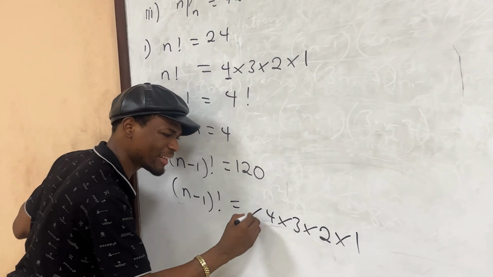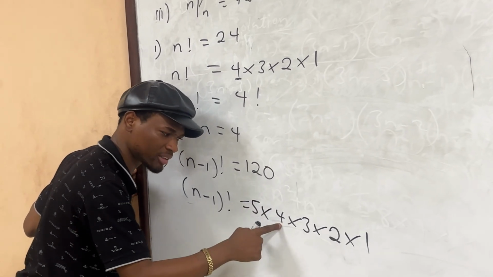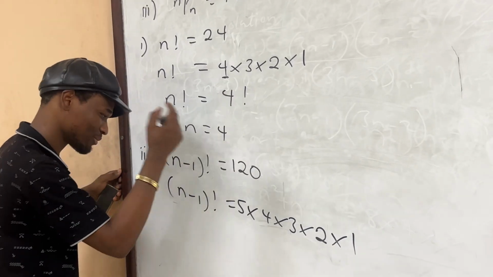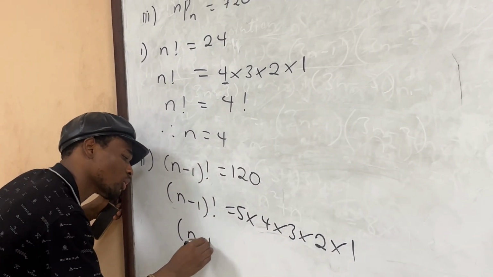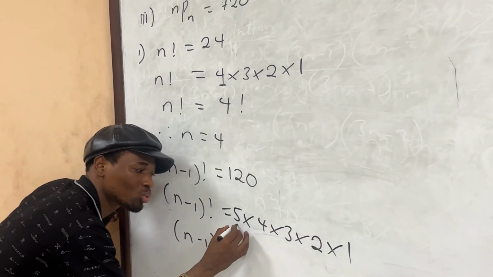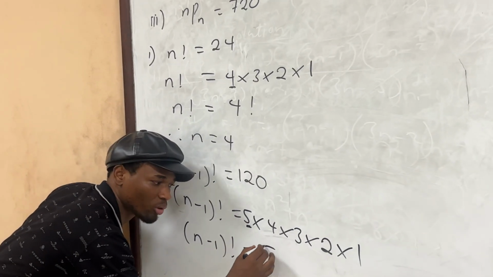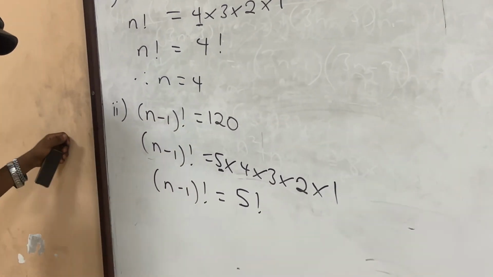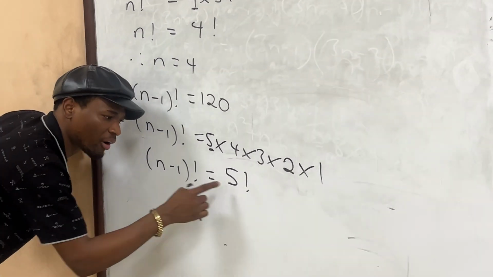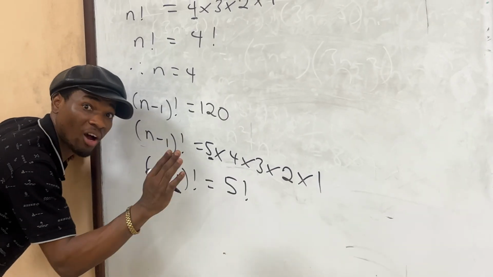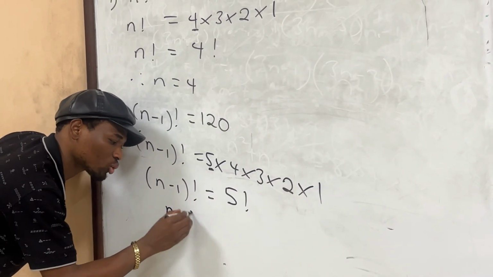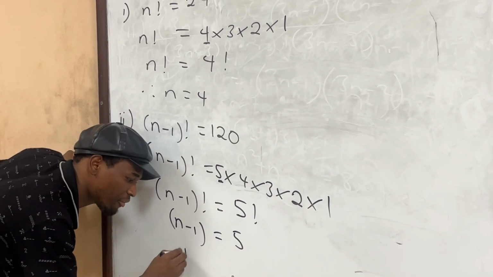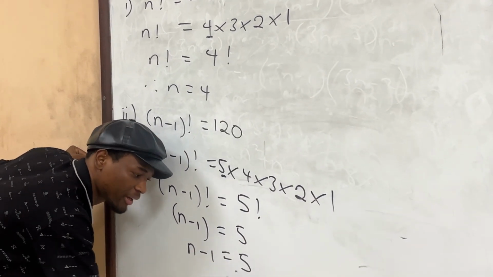Then times 5 gives 120. So n minus 1 all factorial is equal to, because we ended at 5, 5 factorial. Because we have factorial on both sides, they cancel out. So we have n minus 1, without the factorial, equal to 5.